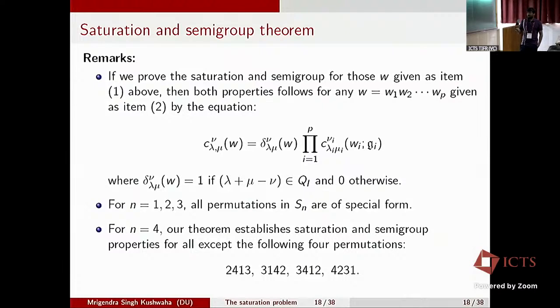For n equal to 1, 2, 3, all of S_n have a special form. So for the small symmetric groups, obviously it's true. For n equal to 4, all permutations are either 231 avoiding or 312 avoiding, except these four permutations. For these four permutations, we don't know whether they have the saturation or semi-group property, but all others are in the special form. So those things we know.